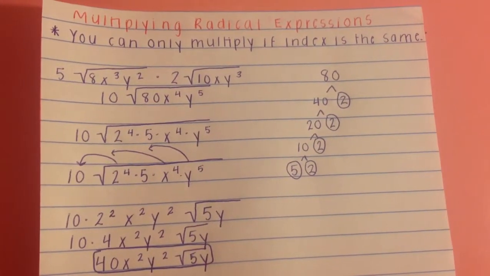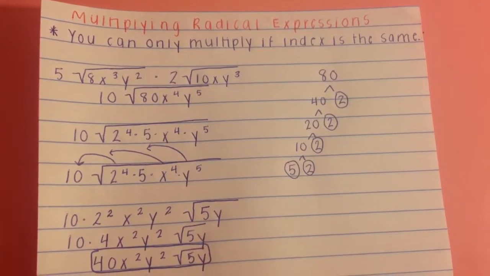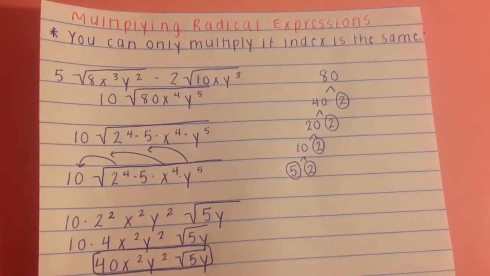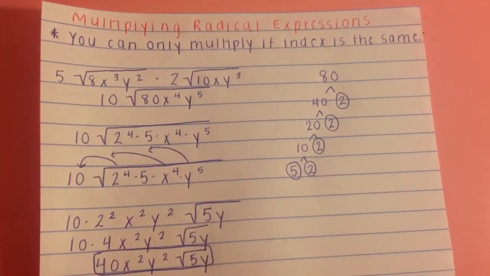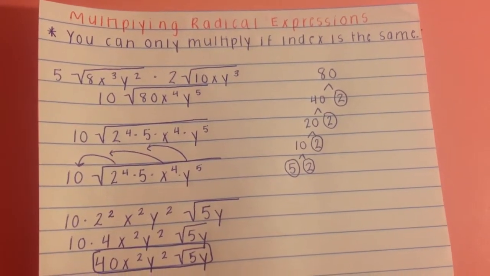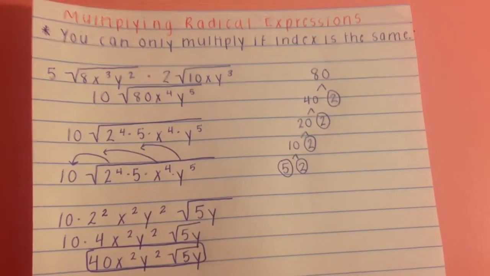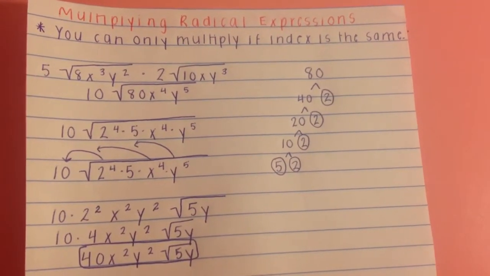So here we have 5 times the square root of 8x cubed y squared times 2 times the square root of 10xy cubed. Now here we can multiply because the index is 2 for both since we're finding the square roots. So first we'll multiply our coefficients, 5 times 2, which is 10.